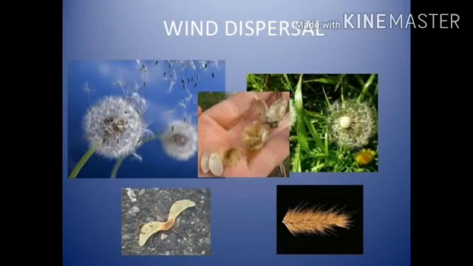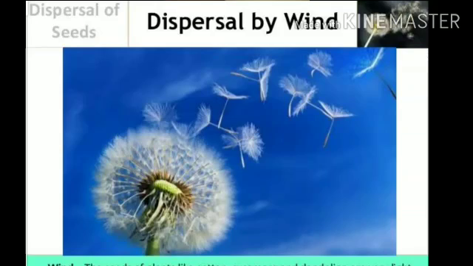Dispersal by wind, otherwise called anemochory. That means the dispersal of seeds by wind. Seeds are spread with the help of wind. The seeds which are smaller, lighter and tiny float in air over long distances. Some of them are produced with hairs and membranous wing-like structures, so they are carried away easily.